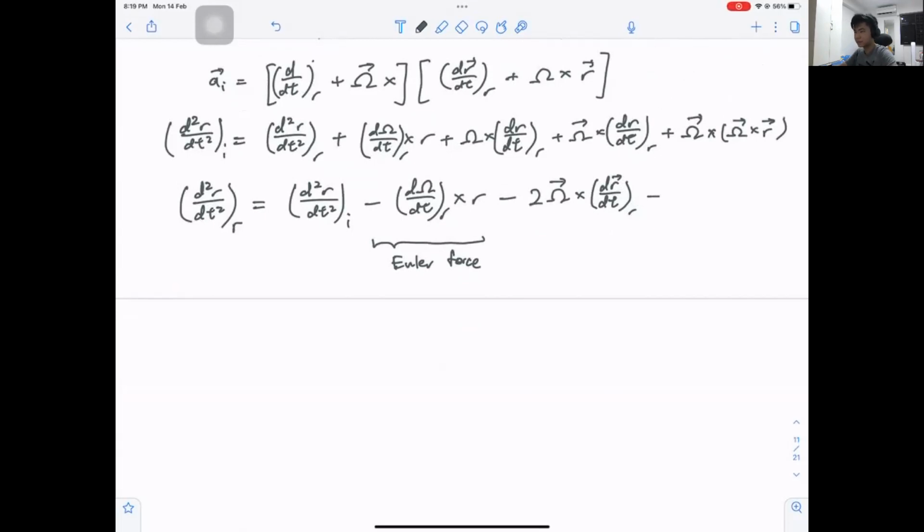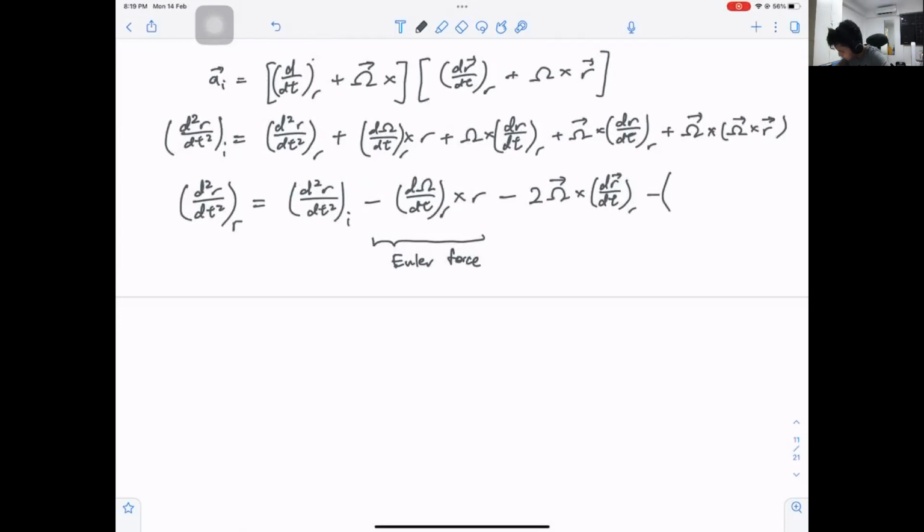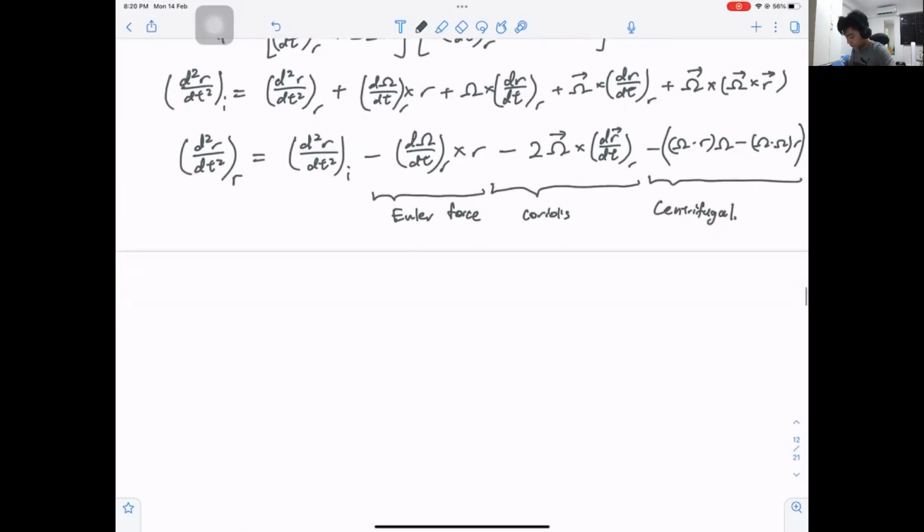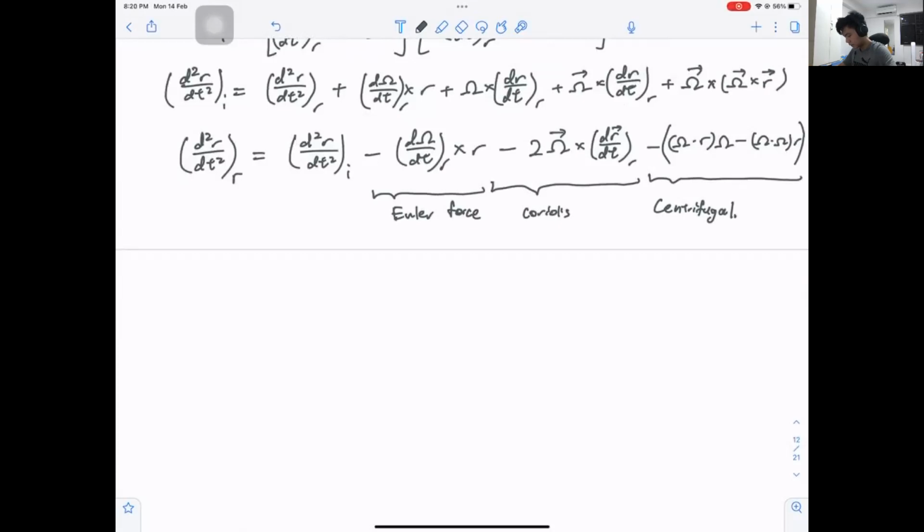Lastly, we can use the triple product rule, so this will give us a quantity, okay, let me try to remember it correctly: b a dot b, so first one dot plus one omega minus omega dot omega r. So this second term, which includes a negative sign, is the Coriolis force, and this last one is the centrifugal. So the Coriolis force and the Euler force.